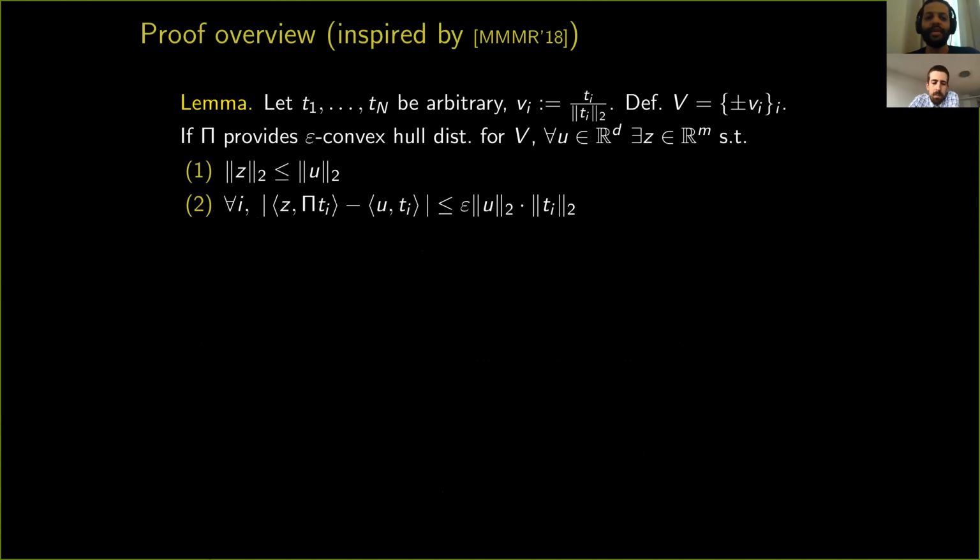So first, here's a lemma. It's not the same lemma as MMR, but it's very similar. It's not the same because they tried to prove a similar lemma without convex hull distortion, and they suffered a loss because of it. This seems to be the right lemma because you can get what you want without the loss. So here's the lemma.